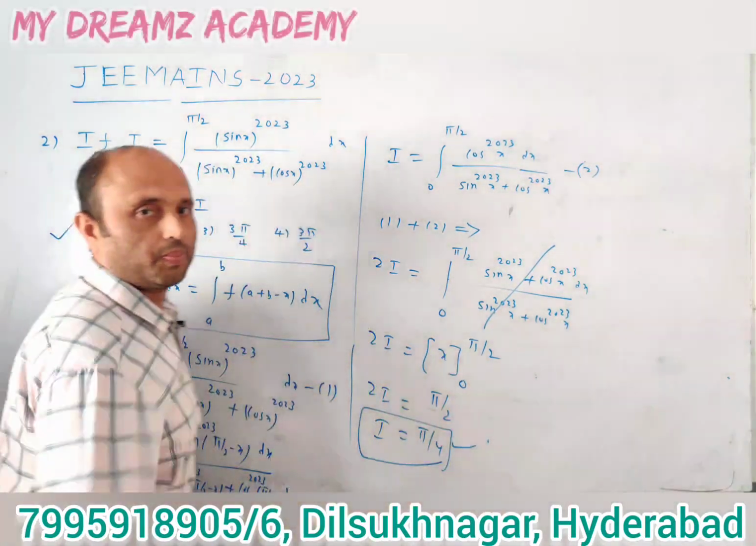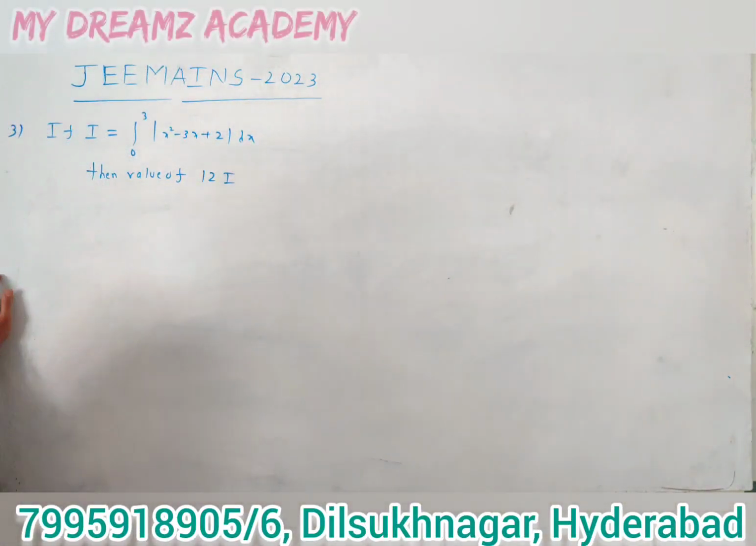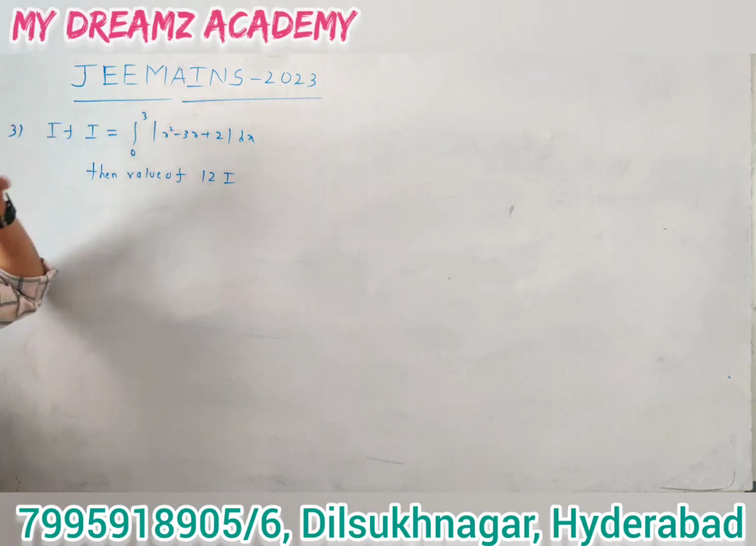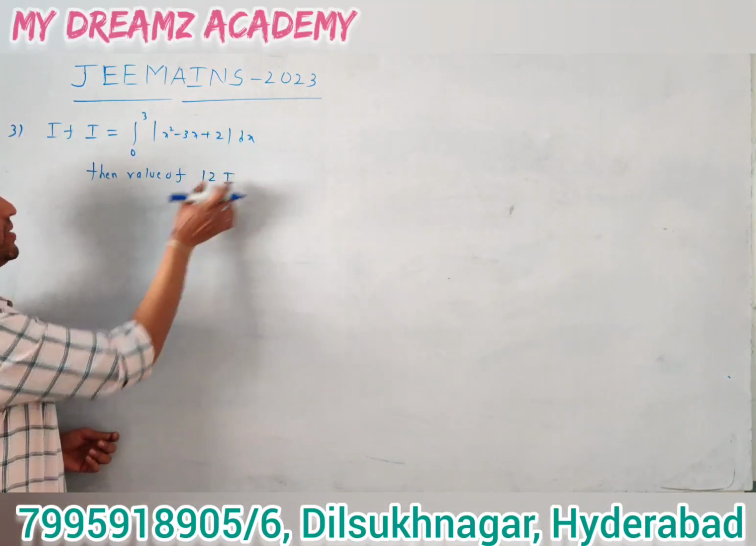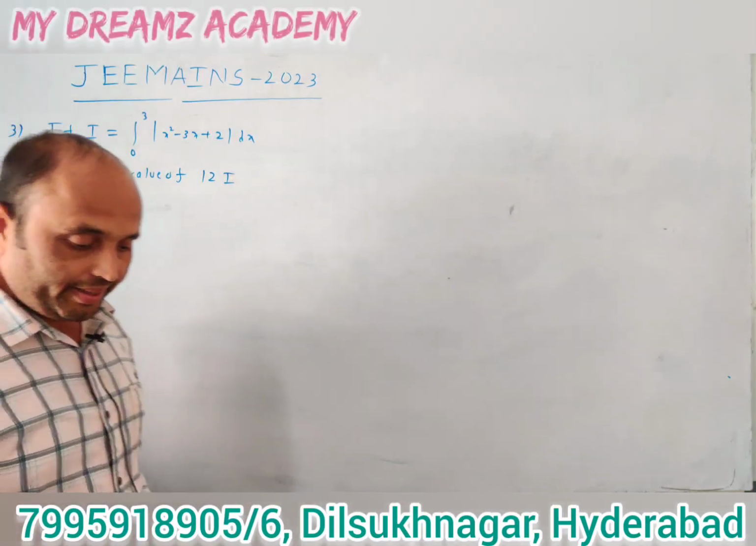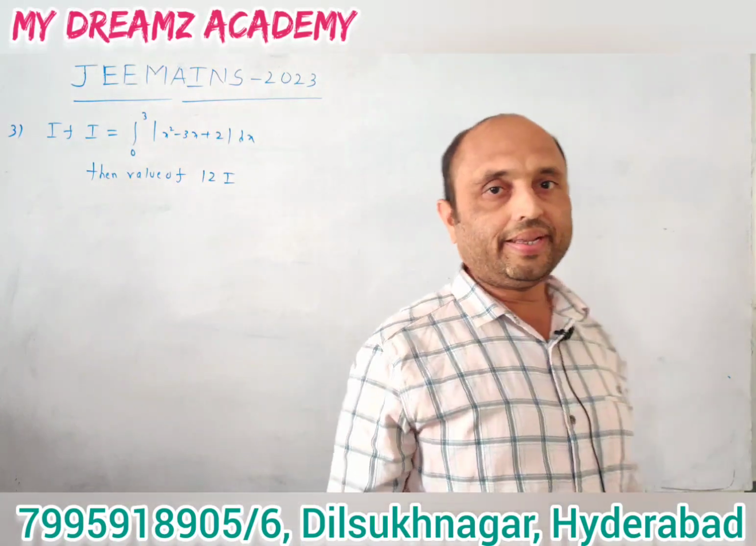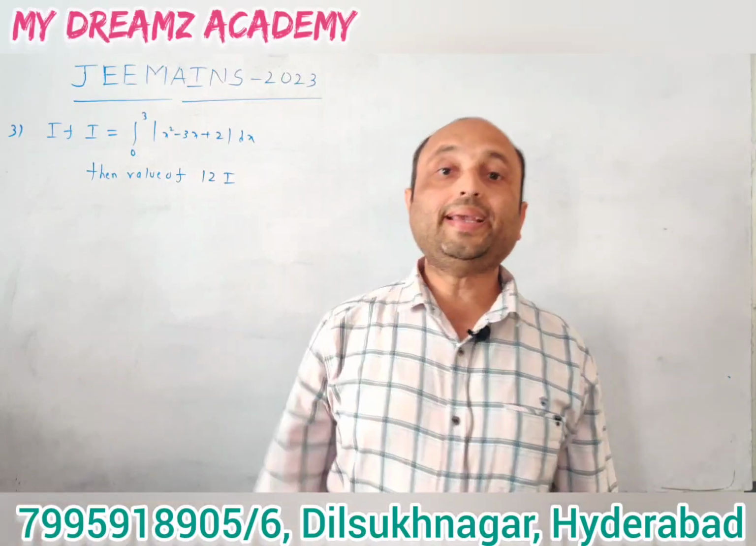First option is true. So third question: if I is equal to integral from 0 to 3 of mod of x square minus 3x plus 2 dx, then find the value of 12I. Actually this is a definite integration, an application of quadratic expressions.